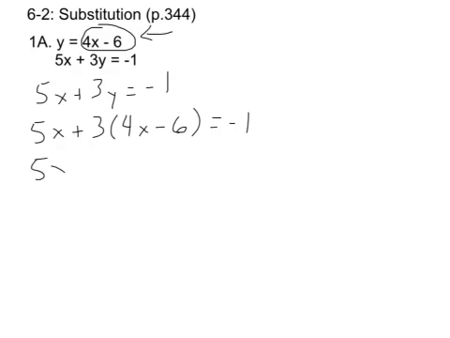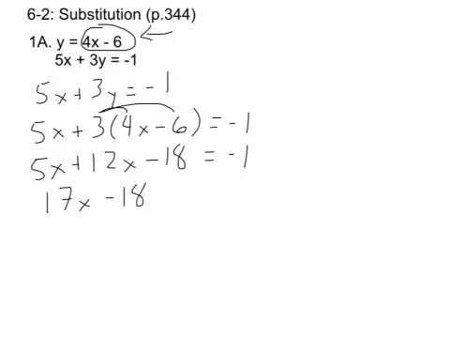Equals negative 1. Now I need to distribute here. So I've got my 5x plus 3 times 4x is 12x. 3 times negative 6 is negative 18, equals negative 1. Now my 5x plus 12x is 17x, minus 18 equals negative 1. I add 18 to both sides to get 17x on the left side. On the right side, negative 1 plus 18 is 17. So that gets me x equals 1.